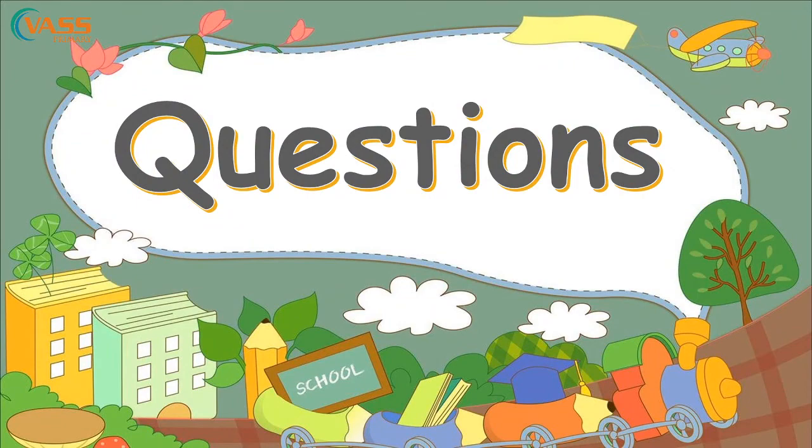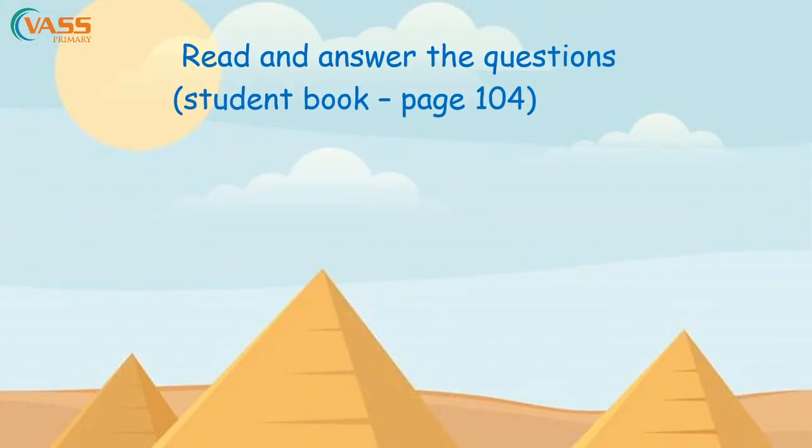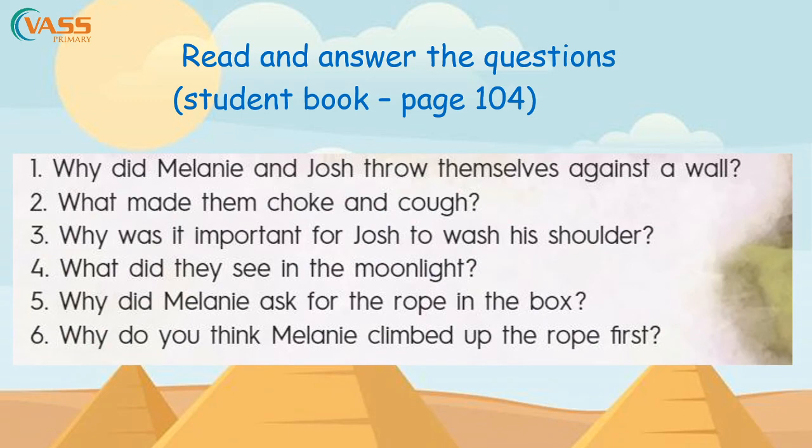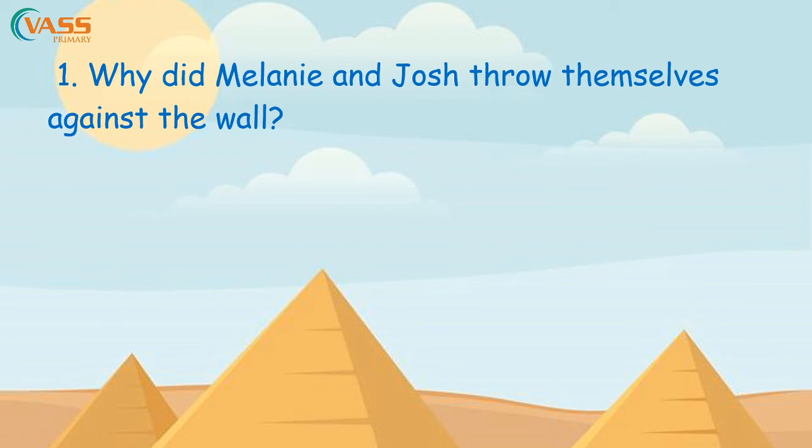Now let's do some questions. Read and answer the questions in your student book from page 104. Let's read them together. Number 1, why did Melanie and Josh throw themselves against the wall? What made them choke and cough? Why was it important for Josh to wash his shoulder? What did they see in the moonlight? Why did Melanie ask for the rope in the box? And why do you think Melanie climbed up the rope first? Let's try a couple together, and then you have the rest for homework.